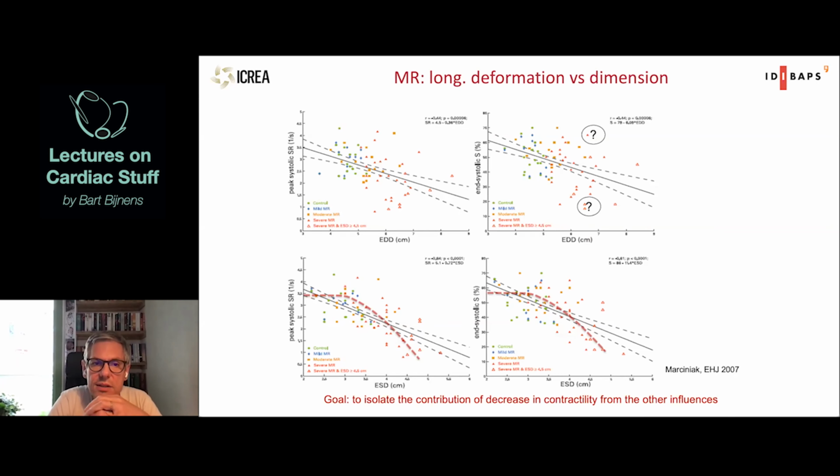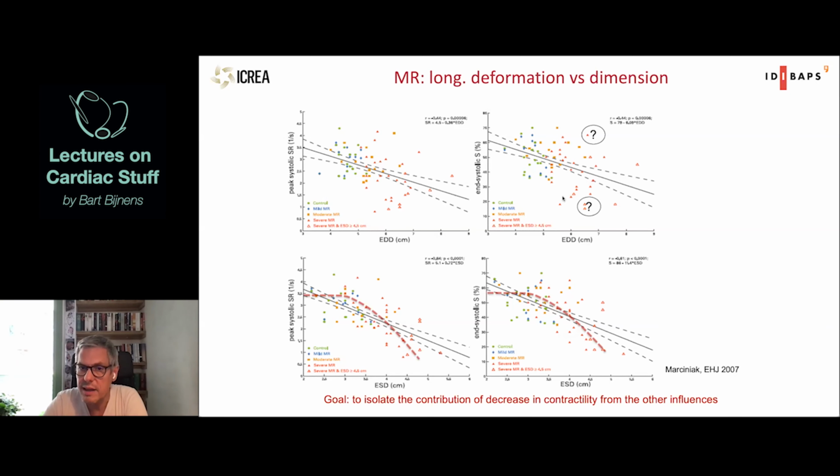Now, when we start to look at deformation, you can look at the rate of deformation, so the strain rates, or at the deformation itself. What you now see is that in the controls and the ones with mild and moderate regurgitation, the deformation remains quite constant with the size. So there's no clear change with the size. But when we go to the larger ones, it looks like the deformation is going down.